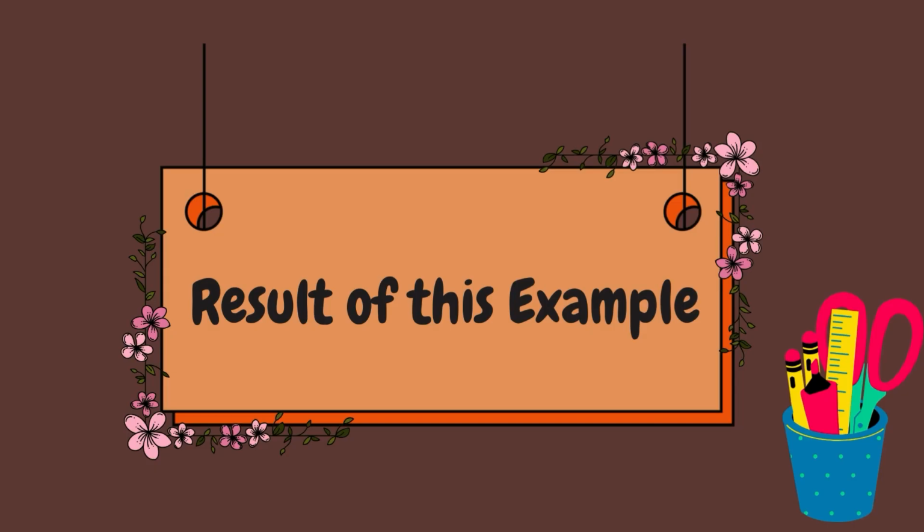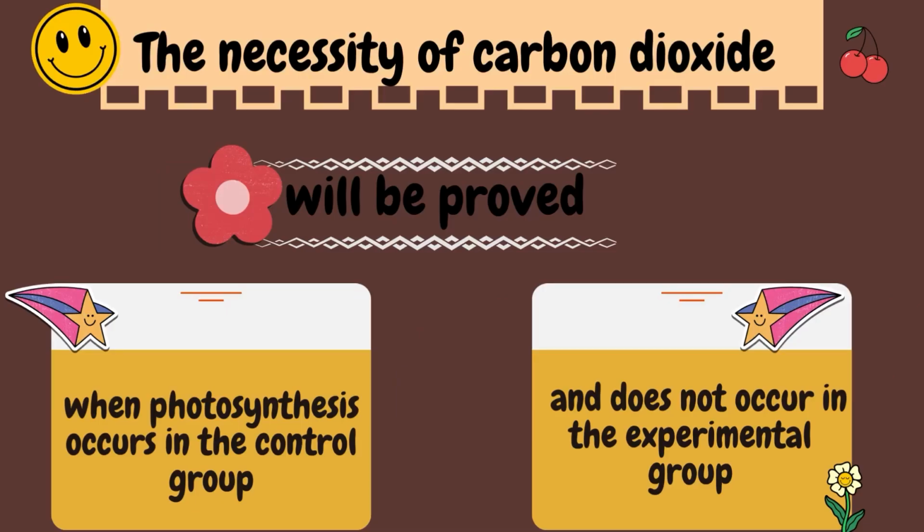So what will be the result of that experiment? The necessity of carbon dioxide will be proved when photosynthesis occurs in the control group and does not occur in the experimental group. So it shows that carbon dioxide is necessary for photosynthesis. It is proved by the control condition in the experiment. So it is proven from this example that a control condition is necessary for any experiment.